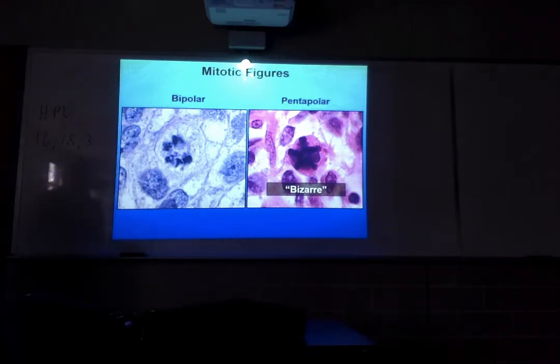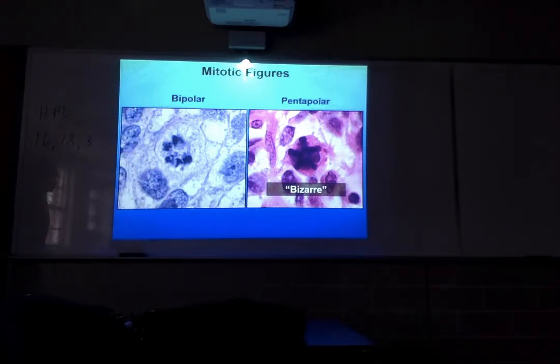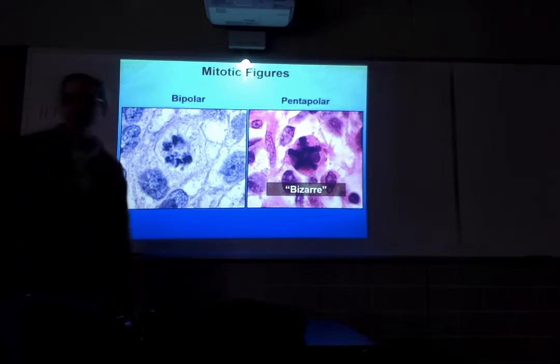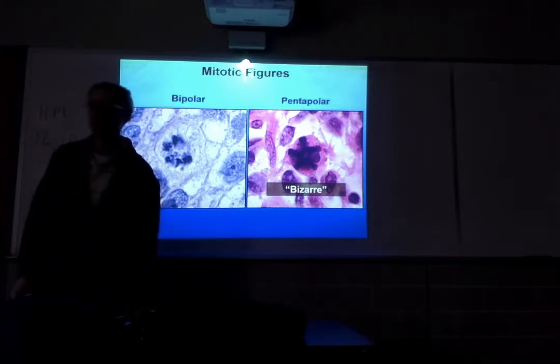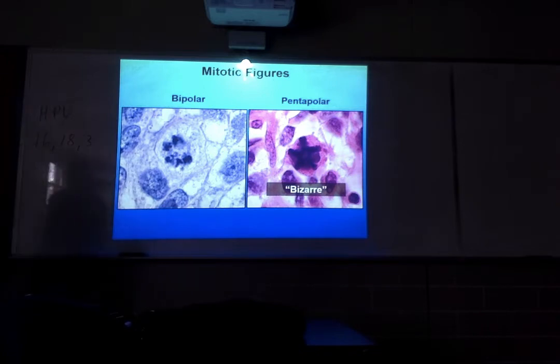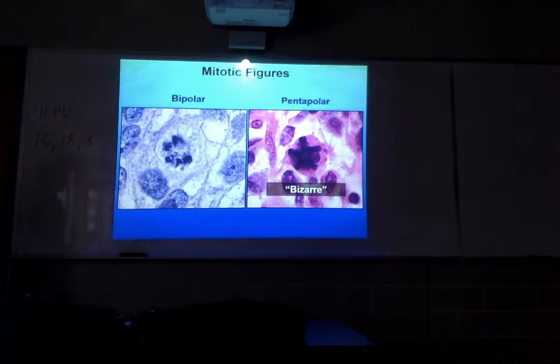Next feature we talked about, local invasion. That's not a correlate. That's a defining feature. Any neoplasm that locally invades is malignant. Now, local invasion results in a neoplasm breaching natural tissue boundaries. A natural boundary.